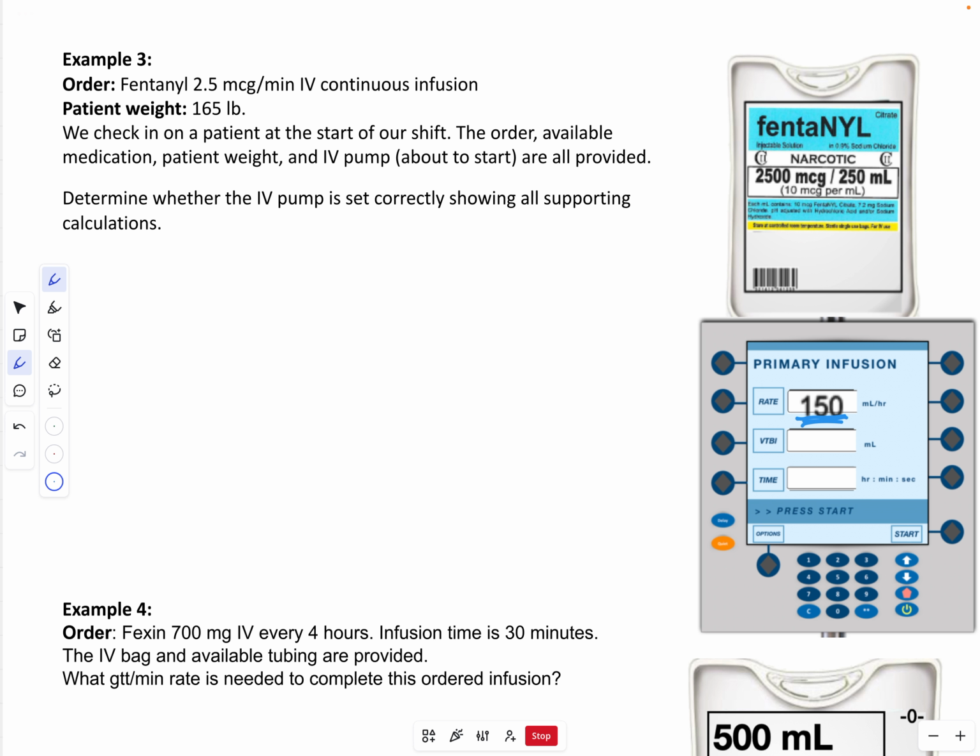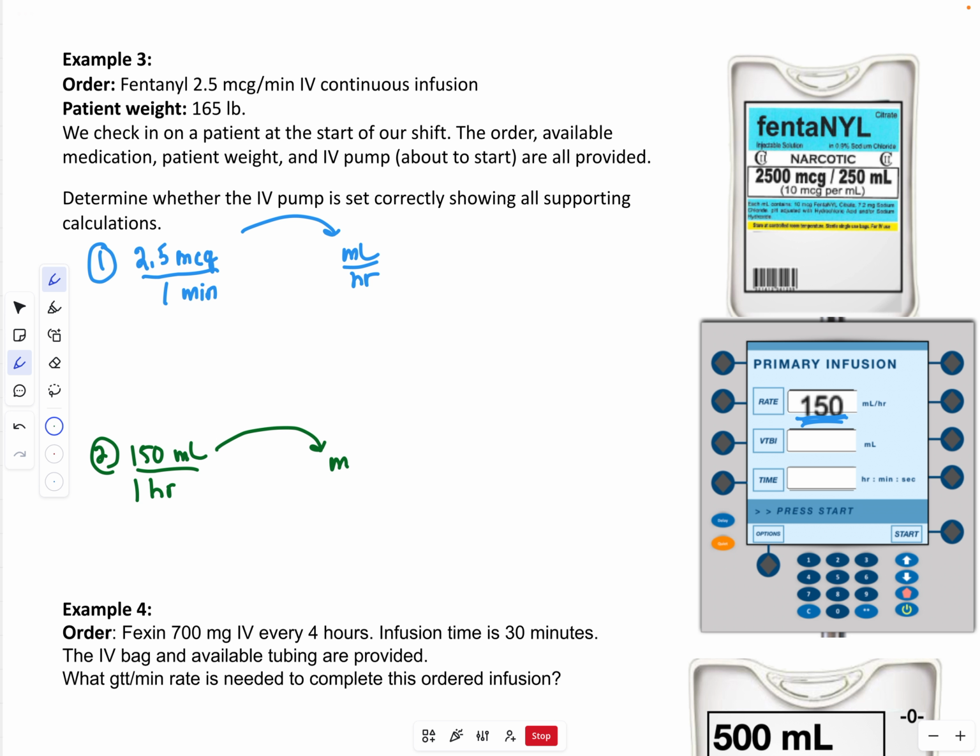A couple ways to approach this. One way is to just start with our order, which is 2.5 micrograms per minute, and turn that into mLs per hour to see, does that match the pump rate? The other way that we could potentially approach this is to start with the pump, which is 150 mLs per hour, and turn that into micrograms per minute to see, does that match the order?